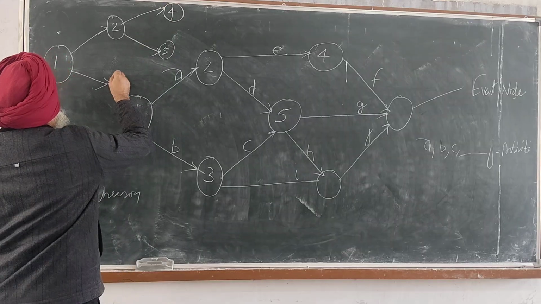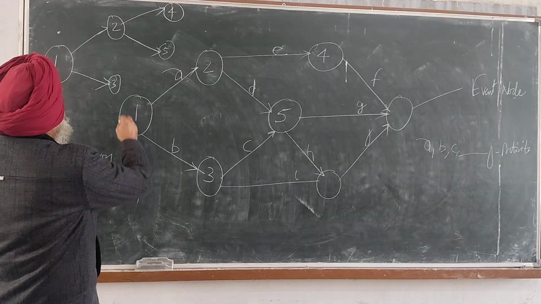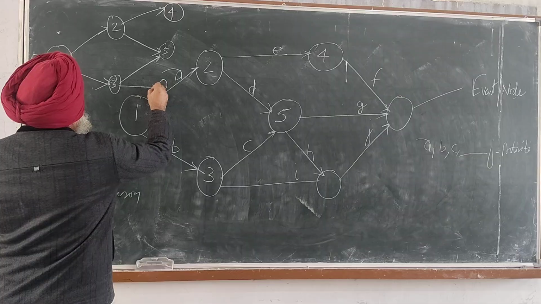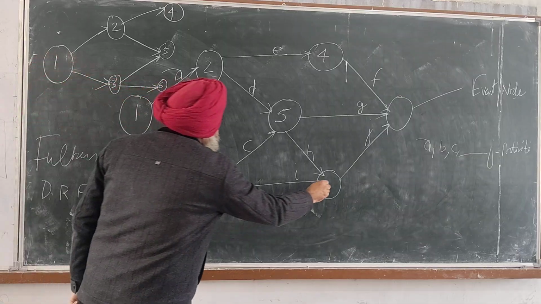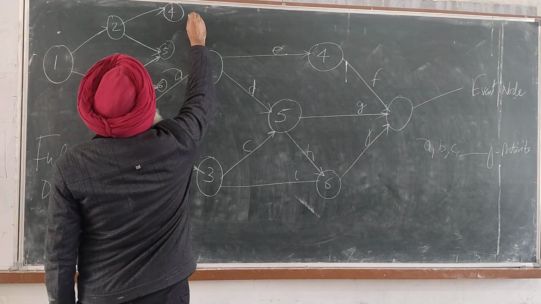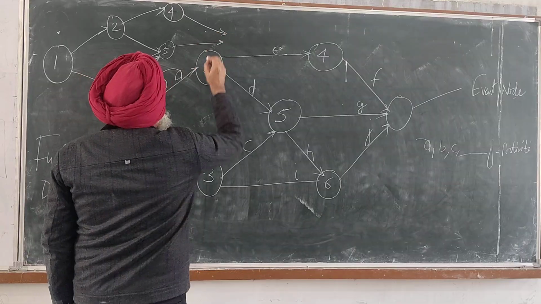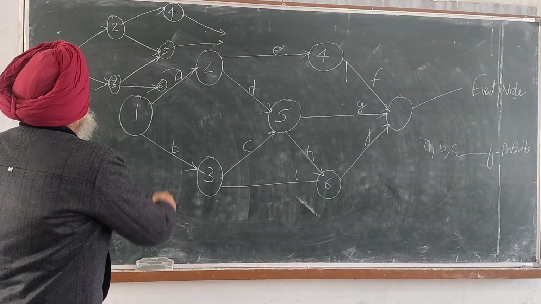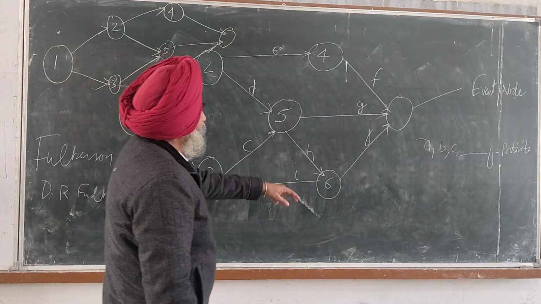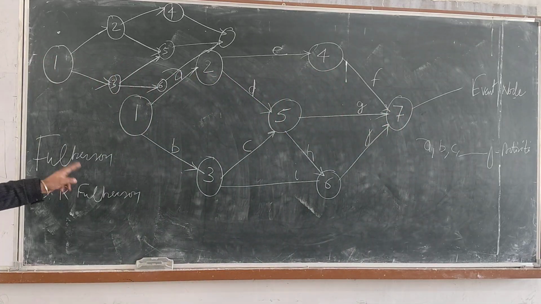Clear? This is the arrowhead. From 3, again two events are taking place. Number 5 is already done, so you can number this as 6. Once you have reached it, there are three which are merging at a common point like this one. Once we have reached 6, this is number 7. So this is the way you number according to the Fulkerson rule.